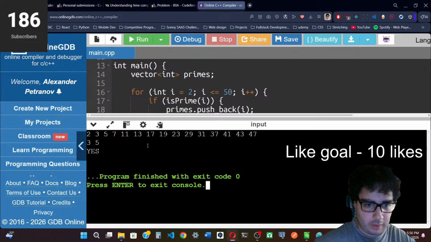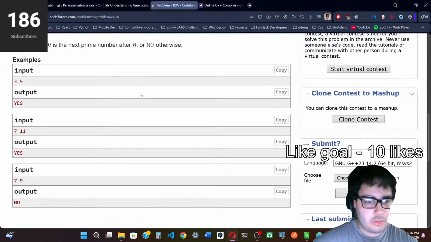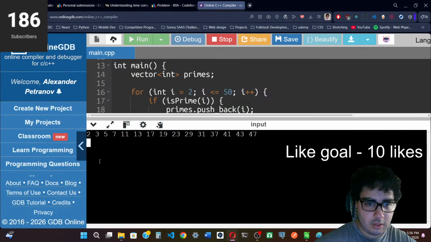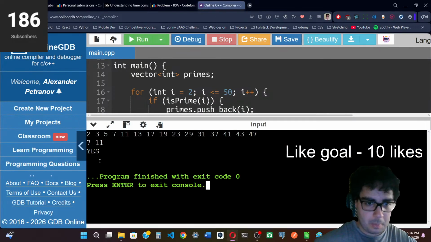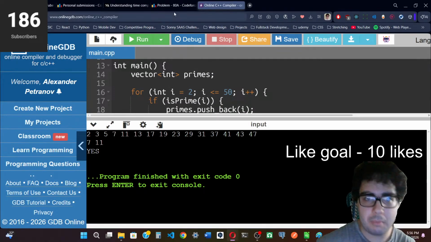So let's say we get 3 and 5, we get yes, because as we can see, this is 3, and after 3 in the array is 5, so we get yes. Okay, so let's check the second case. The second case is 7 and 11. As we can see, we get yes again, because 11 comes right after 7, because 11 is the next prime number after 7.